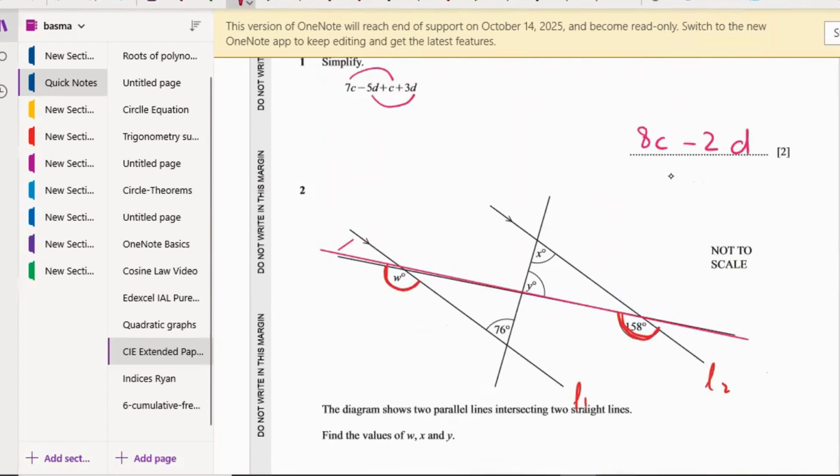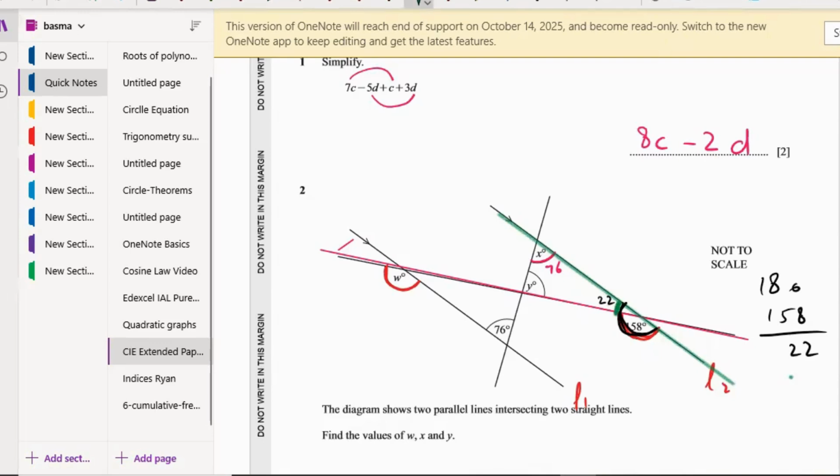To find the y, we know the x already. The x is 76, and if you notice, this is a straight line, right? The total angle on a straight line is 180. So if that's 158, this black angle will be 180 take away 158, which is 22. So the green angle inside is 22.